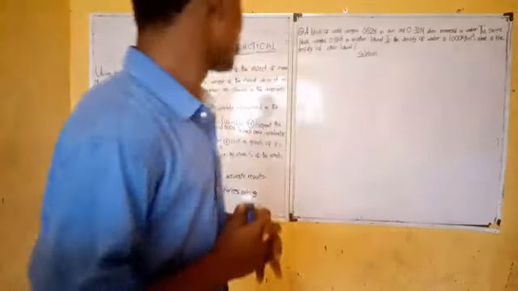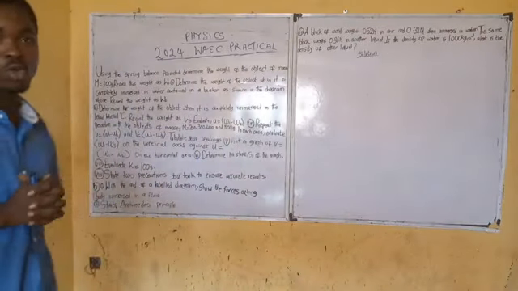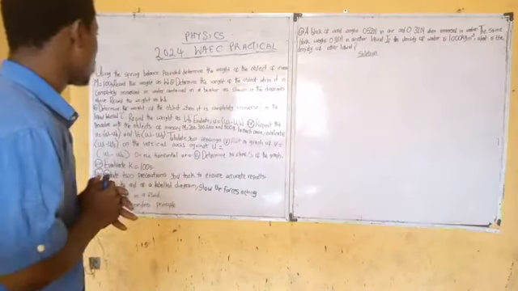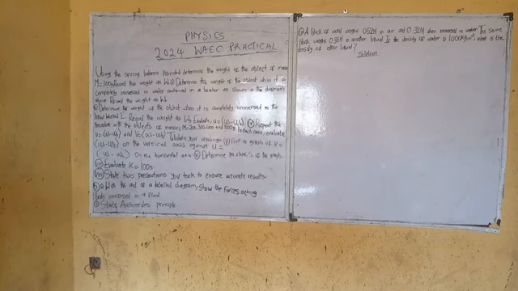Today we'll be doing the 2024 WAEC practical. So let's take a look at the question that we have. Using the spring balance provided, determine the weight of the object of mass m equal to 100 grams. We call this weight W1. Determine the weight of the object when it is completely immersed in water contained in a beaker, as shown in the diagram. We label it W2.